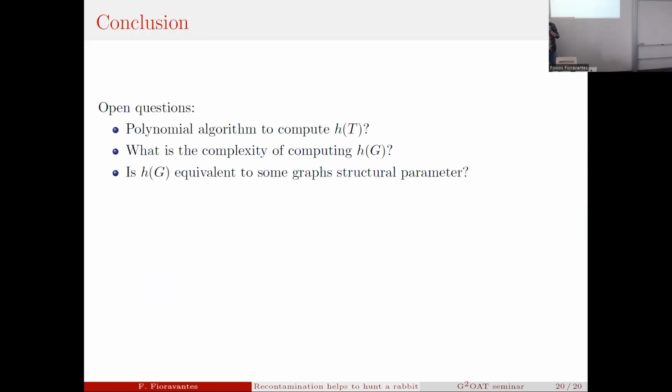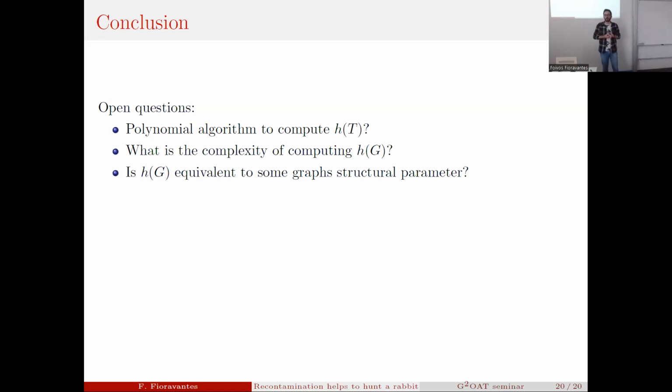Okay. Now, conclusion. Open questions. Polynomial algorithm to compute the Hunter number for trees. It's still wide open. Some could say now it's more open than it was before, basically because the main tool that is used for those things, we showed that it does not work here.